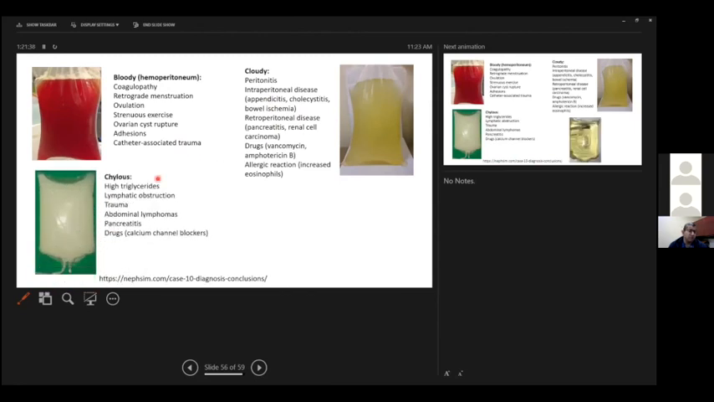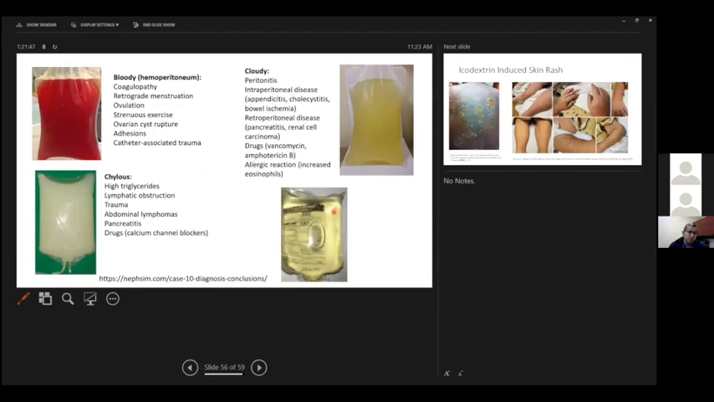What if it is chylous? That means it is high triglycerides, lymphatic obstruction, trauma, or abdominal lymphomas, and pancreatitis, drugs. And this is our normal effluent. So always remember, this should be clear, and you should be able to read through it. If you're not able to read through it, that means there is some problem.